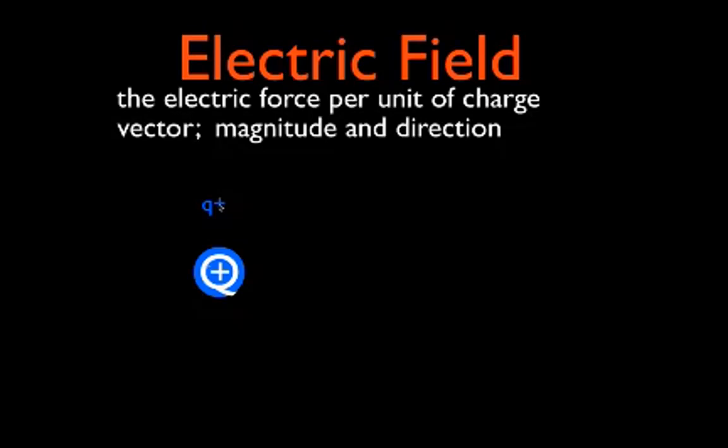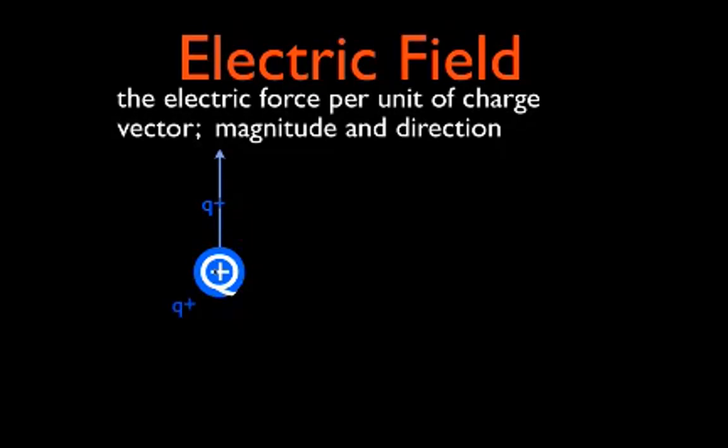And what we do is we ask ourselves, if I put this test charge right here, in which direction is the force going to be on this test charge? Well, this is positive and this is positive, so therefore the direction of the force is like that. So we could represent the electric field with an arrow that points away from the charge.